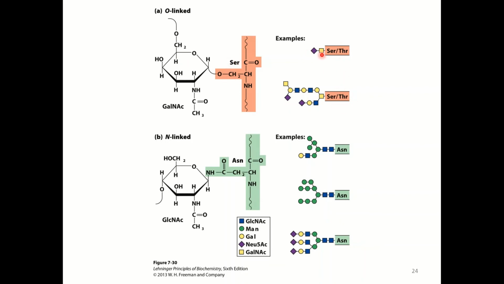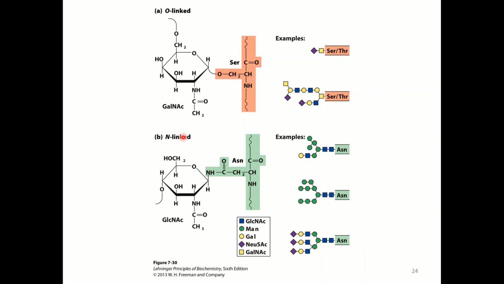These are some examples. If you use the little code down in the key, you can see the different types of sugar patterns that can be attached. You're not going to need to memorize any of those patterns. What I do hope you remember is that O-linked means it's attaching to an OH group on an amino acid side chain, which would make it a serine or a threonine.